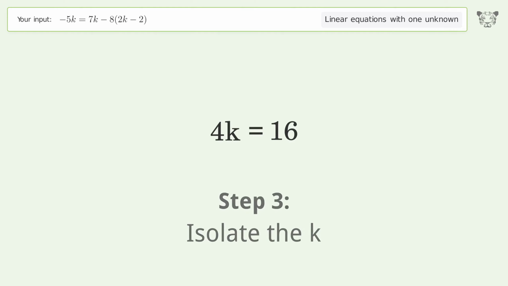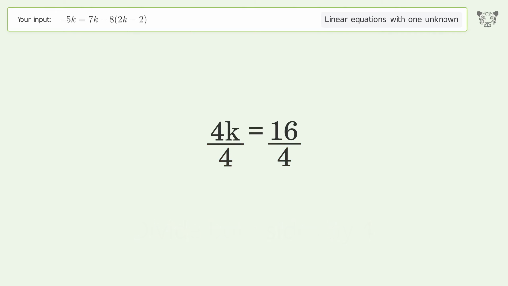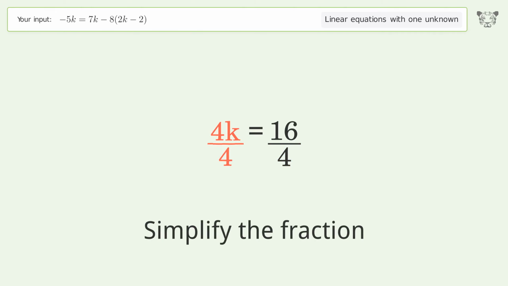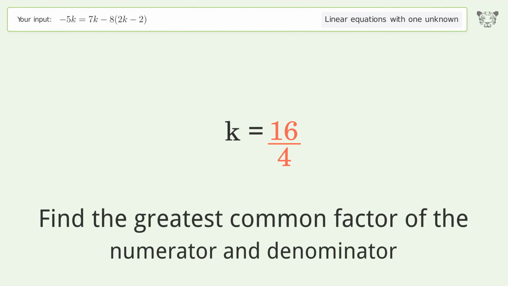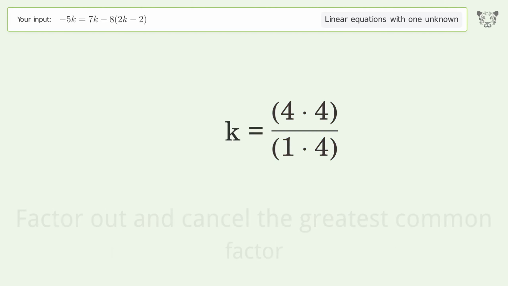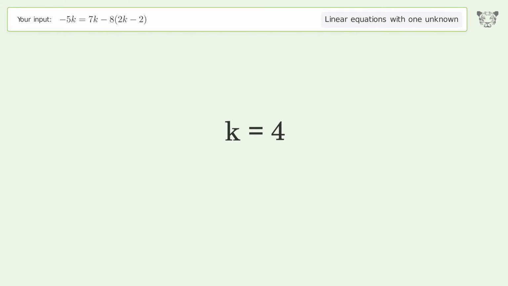Isolate the k. Divide both sides by 4. Simplify the fraction. Find the greatest common factor of the numerator and denominator. Factor out and cancel the greatest common factor. And so the final result is k equals 4.